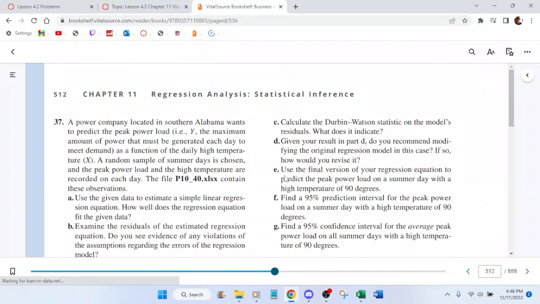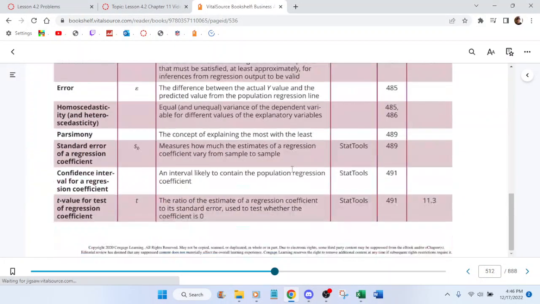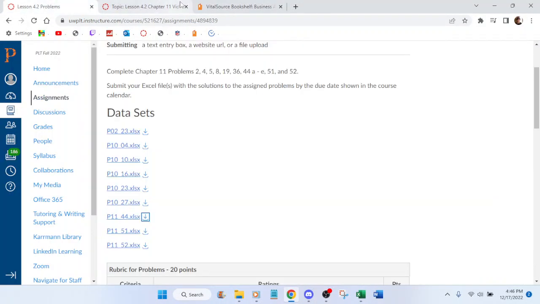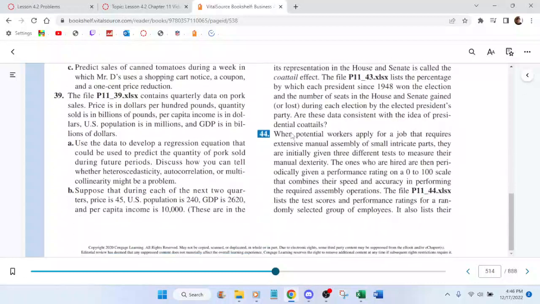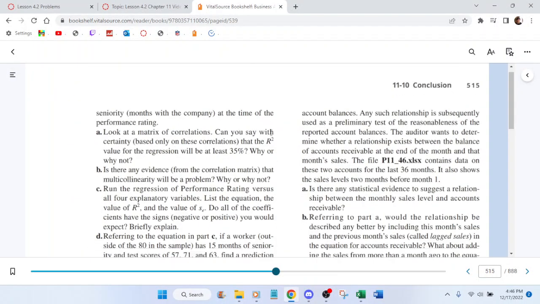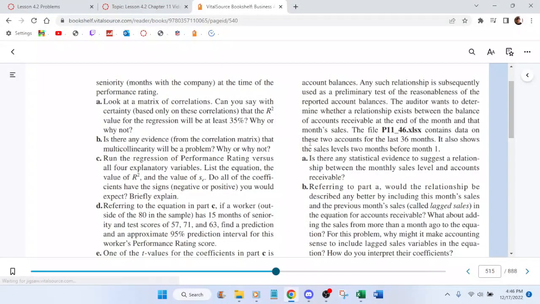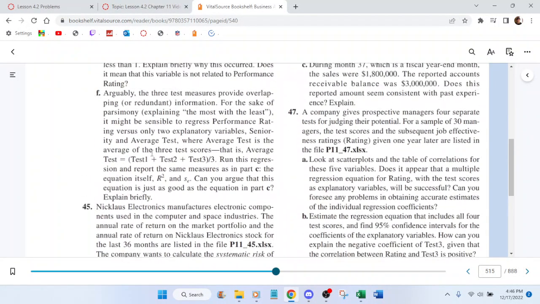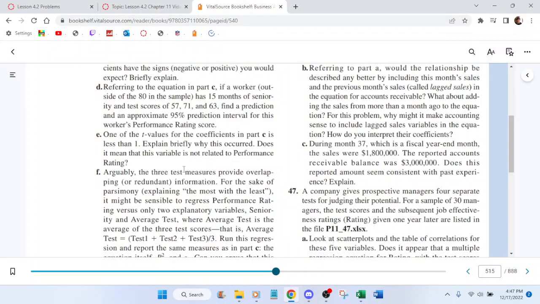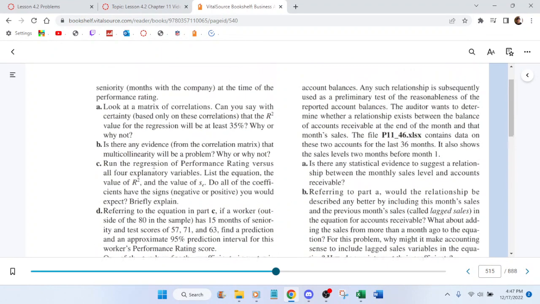Number 43. Number 44. Wait. Let's see. Look at the matrix of correlations. Correlation matrix, run regression, and equation. And thankfully, we don't have to do F. Thank goodness. Okay, so I think we should be fine.